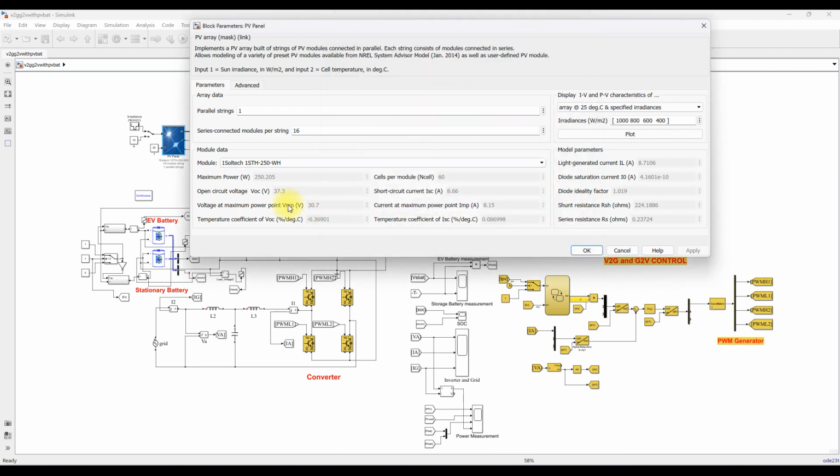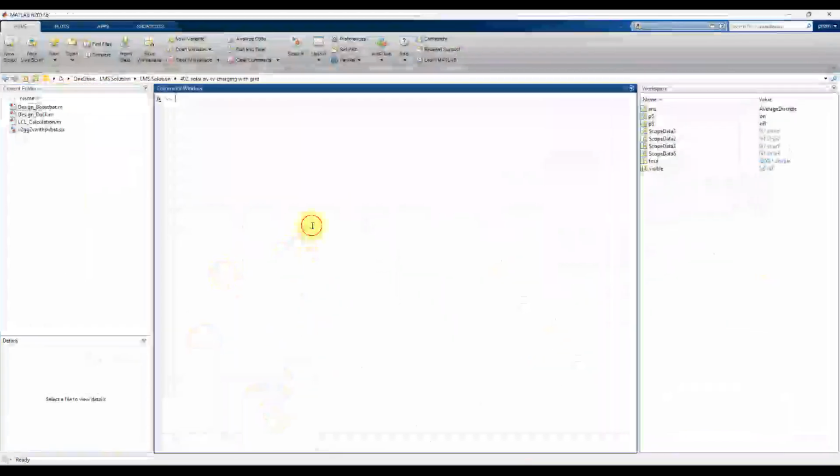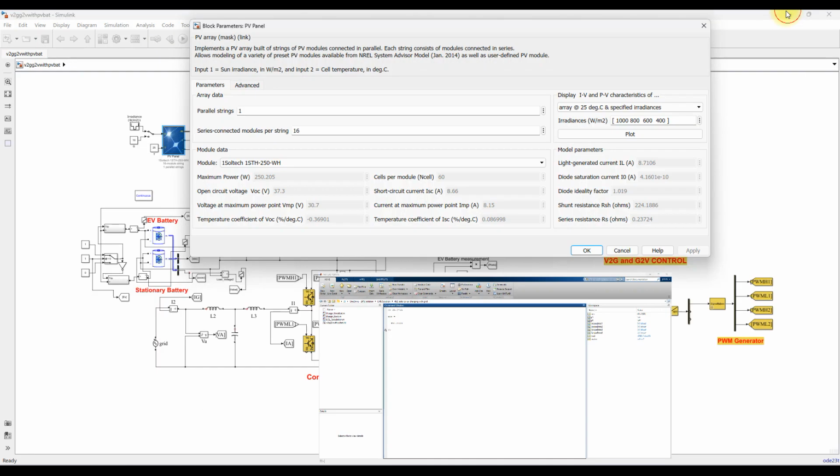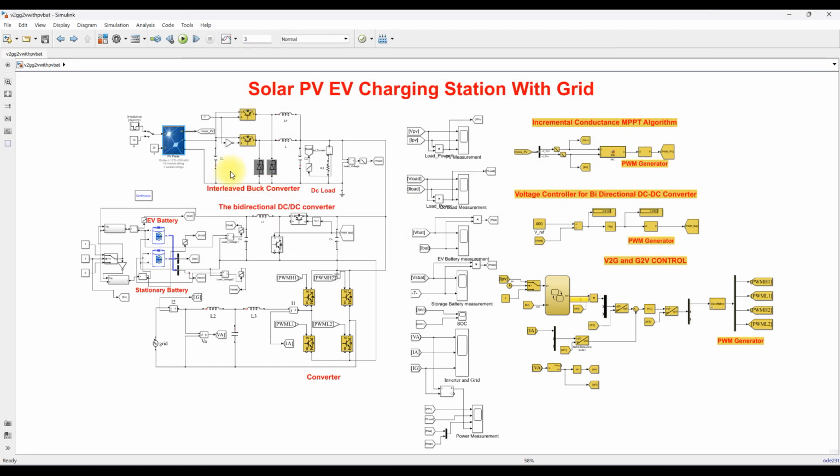The voltage across a single panel is around 30.7 volts, and the current of the single panel at the maximum power point is 8.15 amps. So 30.7 times 16 is around 491.2 volts. At the PV maximum power point condition, the voltage is around 500 volts.